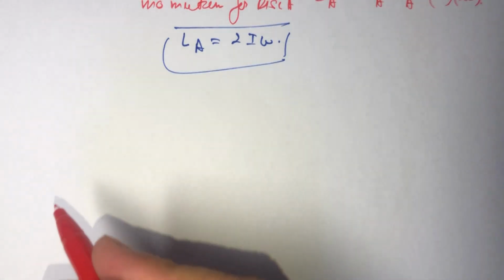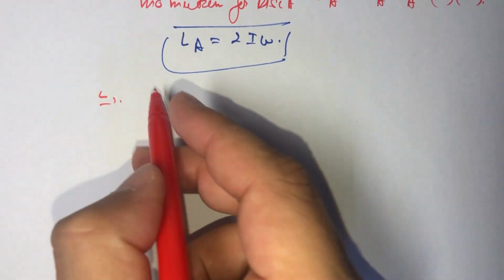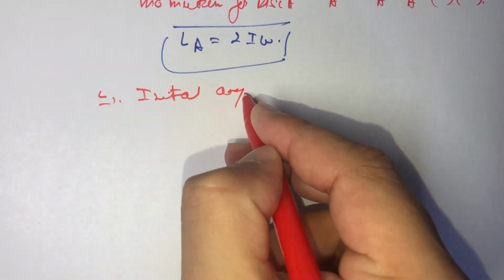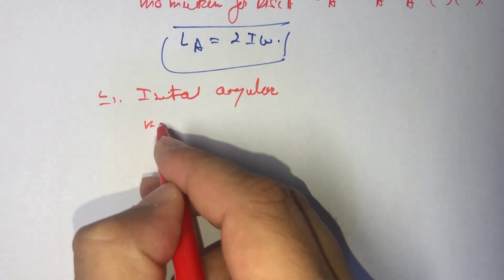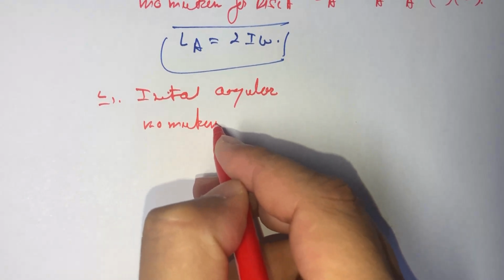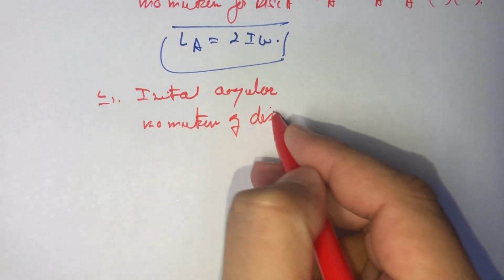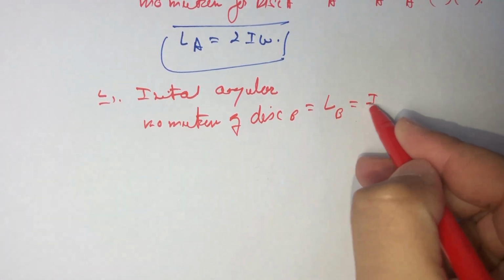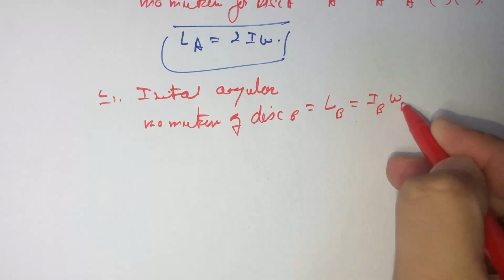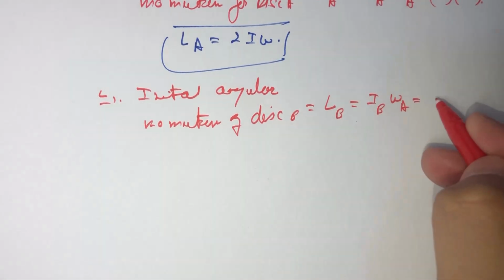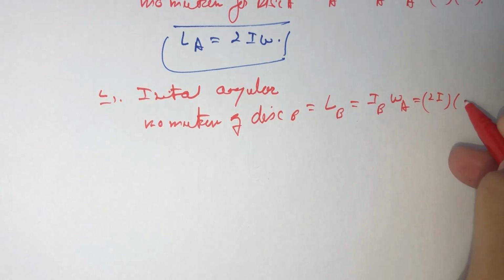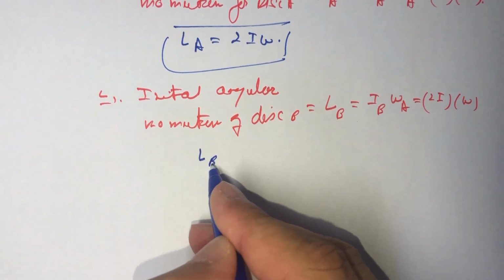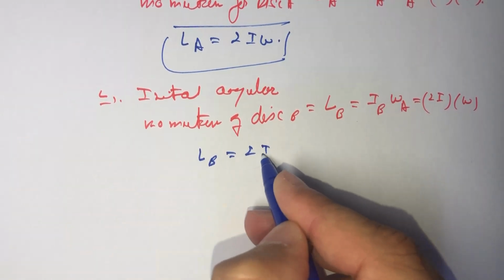Similarly, we find the initial angular momentum of disk B. Let that be given as L_B, which will be equal to the moment of inertia of B multiplied by its angular velocity. The moment of inertia is 2I and the angular velocity is omega. Therefore we get L_B is equal to 2I omega.